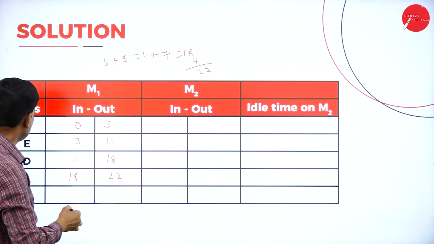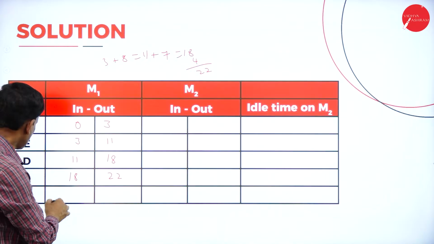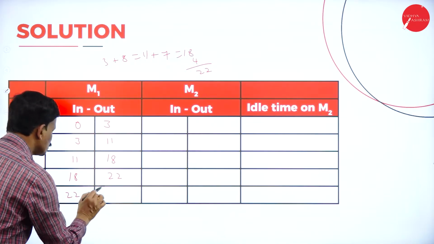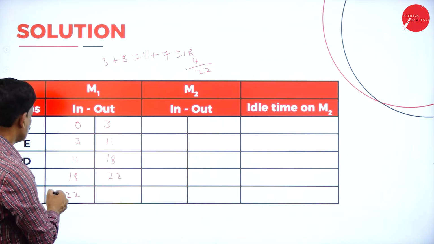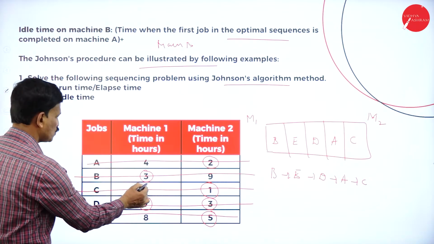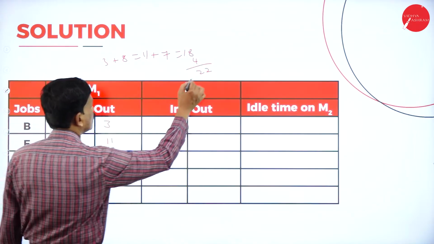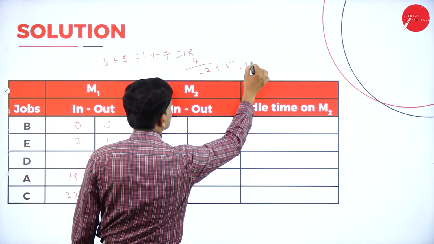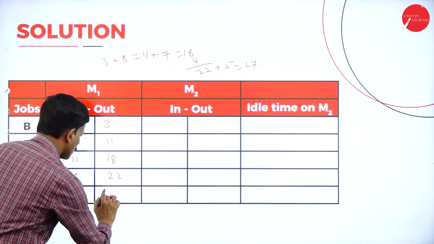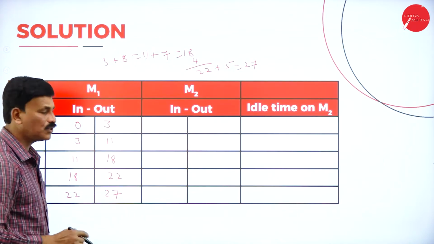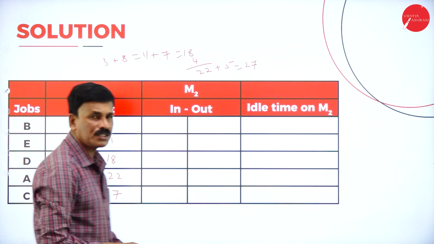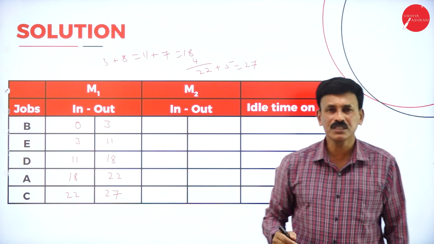Again for the machine M1 for job C, the in time will be 22. And what is the out time corresponding to C? Corresponding to C, it is 5. Therefore you can add 5 to this. This is equal to 27. So the out time is equal to 27. So this is the in and out time for the machine M1.